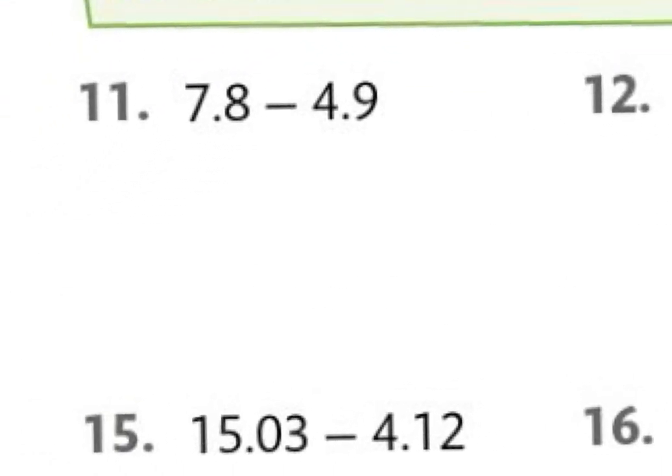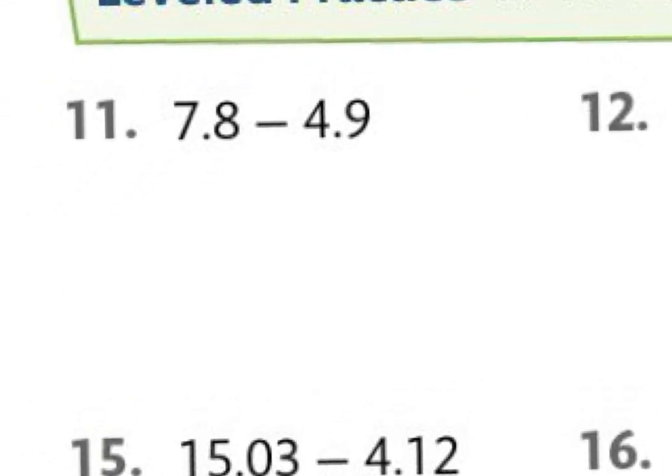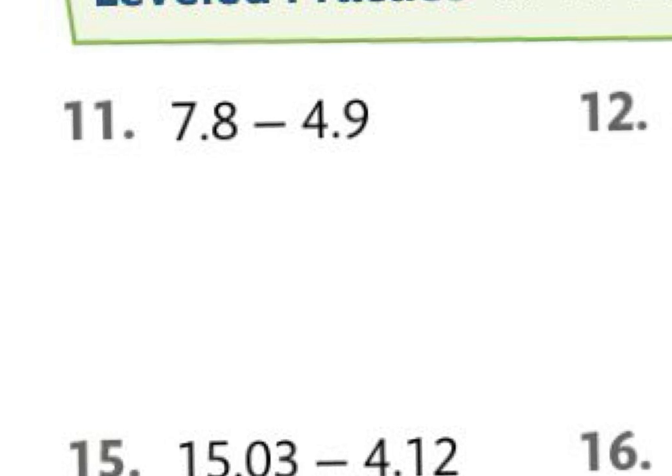We did this one in class with a little group. So we're going to look at this one again in case you weren't there today. We have 7 and 8 tenths minus 4 and 9 tenths. I'm actually going to start with this number here, and we are going to count up to get to 7 and 8 tenths.